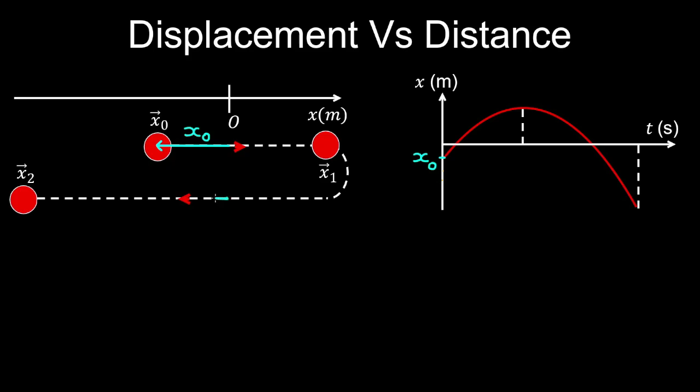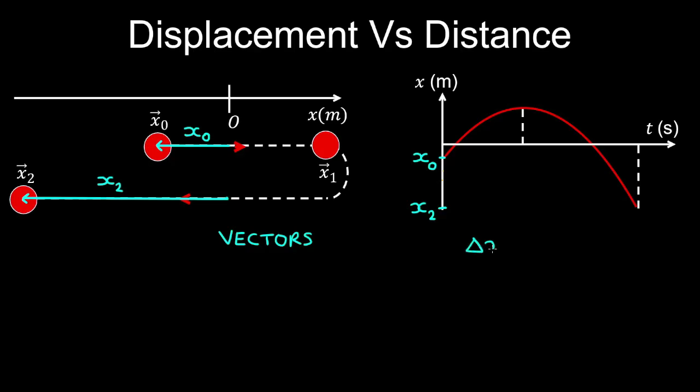And similarly from the origin to x2, you'll also have another position. So these are what we call position vectors, which have a length and a direction. So using the graph, the particle ends up at position x2, which is negative or to the left of the origin.